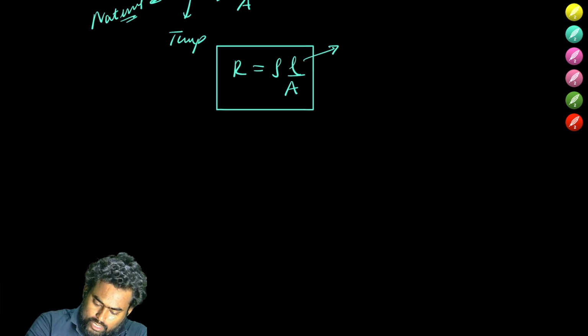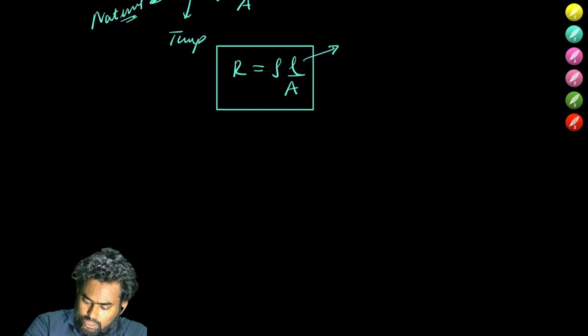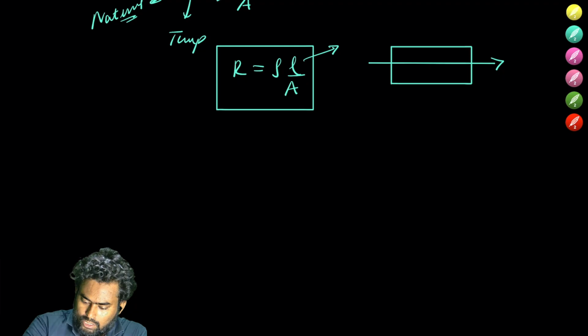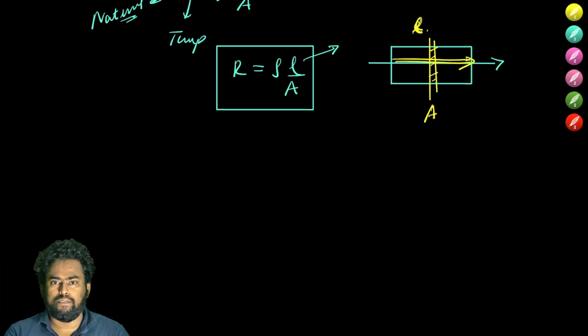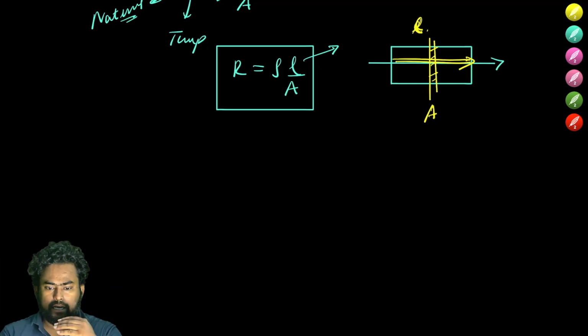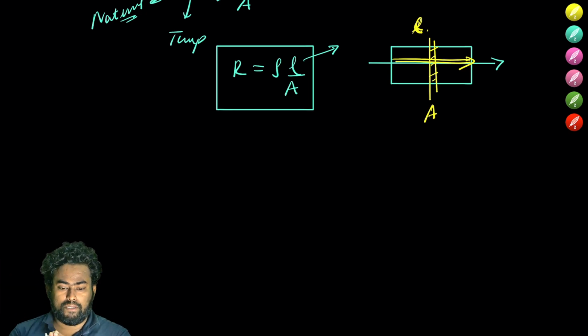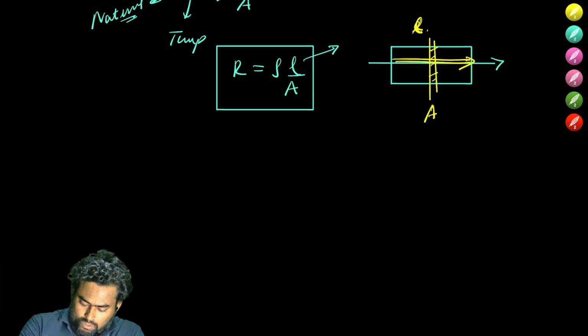An important point: what is length and what is area? Suppose this is a cross section that we are talking about, and current is going in this direction. Perpendicular to that direction we get the cross section area, and along the direction we get the length. So along the current direction is the length, and perpendicular to the current direction is the area. Okay, based on this we have one question.